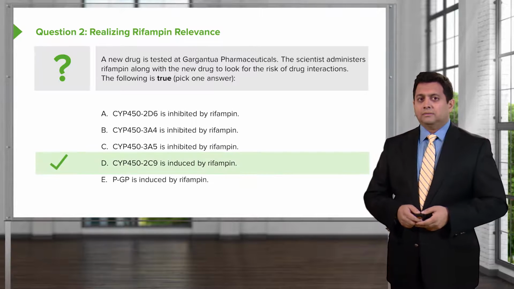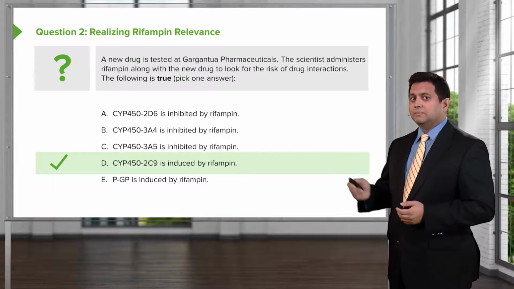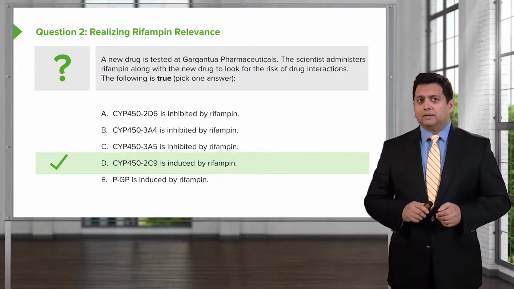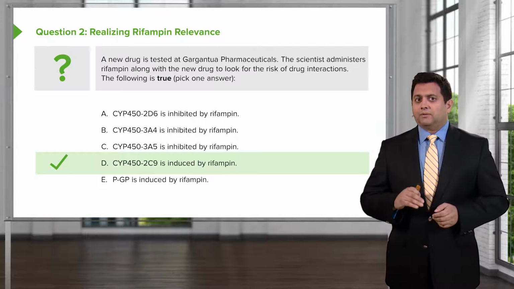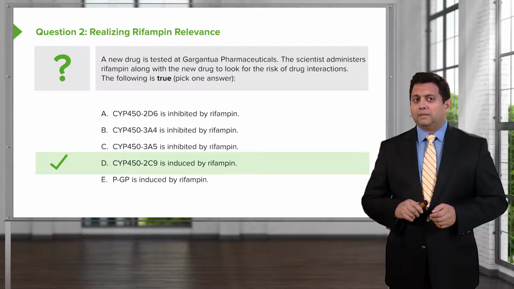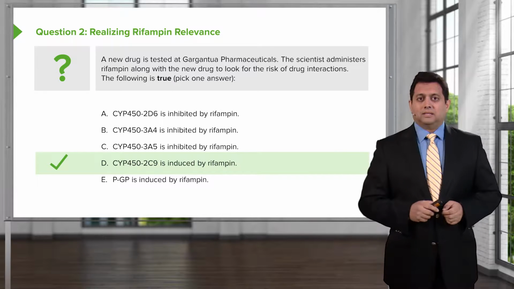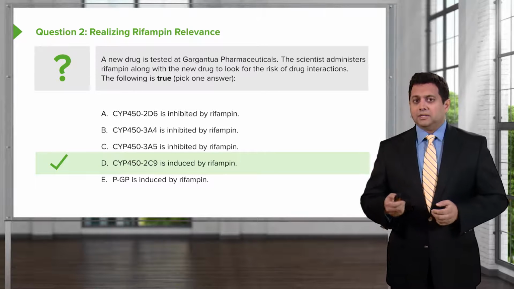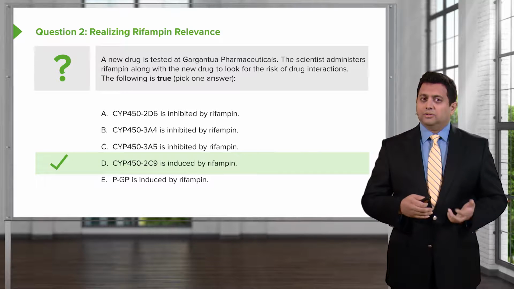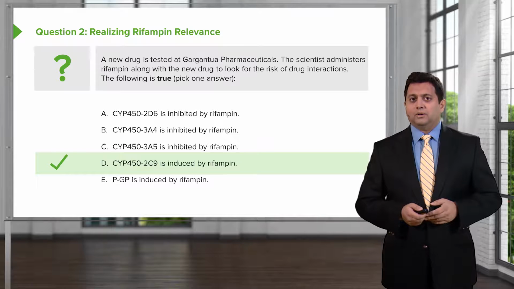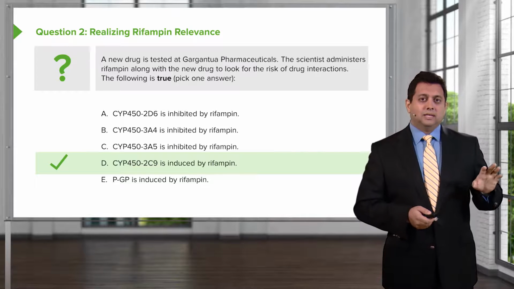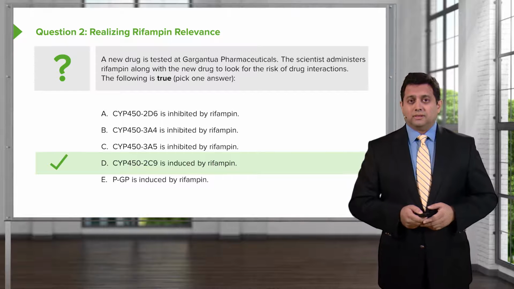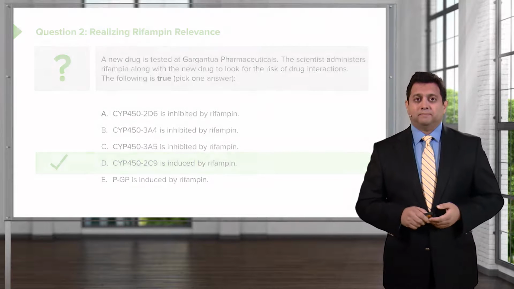So the answer: it is induced by rifampin. So take a look at the question. You've got a lot of inhibited there. 2D6, 3A4, 3A5 is inhibited by rifampin, and then you have one answer that's induction, and then finally the fifth answer is PGP is induced by rifampin. Well, that's not true, and it's certainly not an inhibitor. Rifampin is an inducer of cytochrome, and it actually induces most of the isoenzymes. So the correct answer is D.